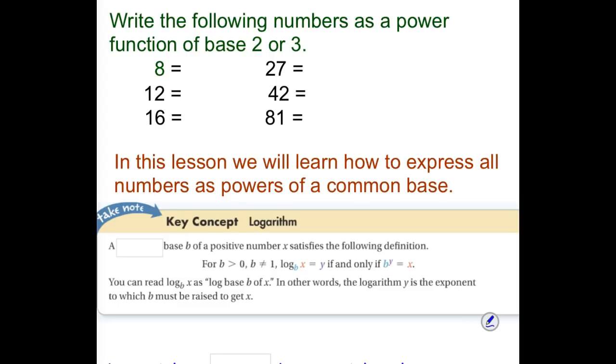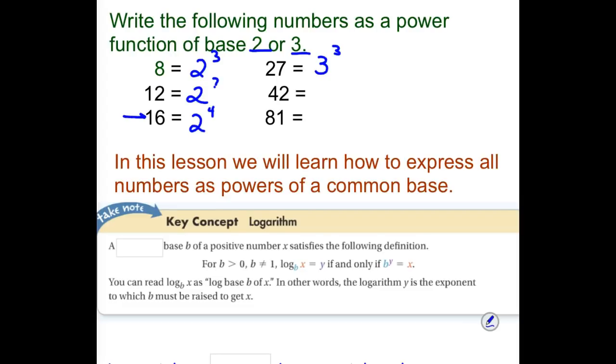I want you to convert them to using a base of 2 or 3. In other words, 8 can be expressed as 2 to the third power. Right? 27 can be expressed as 3 to the third power. Now, for a 12, we are trying to express it as 2 to some power, but I don't know what that power should be. I do know that for 16, I have 2 to the fourth.